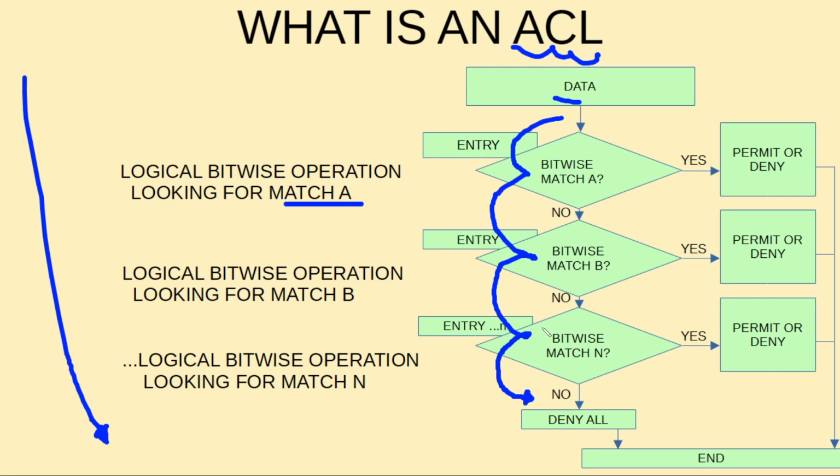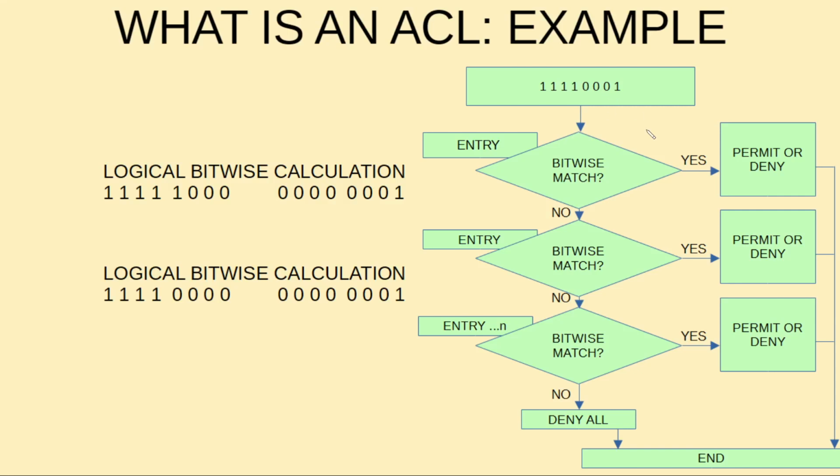At the end of the ACL, we are going to find a deny all action that exists there by default, implicitly. However, if at some point we find a match, we are going to stop processing the ACL there and apply a deny or permit action to this data. The meaning of this permit or deny action will depend on what we are using the ACL for. Let's illustrate this with an example.